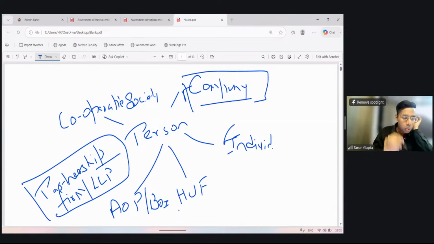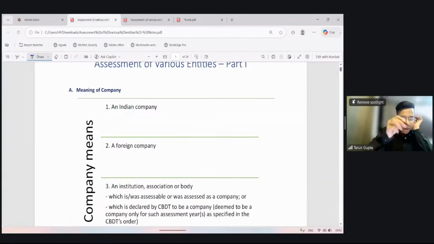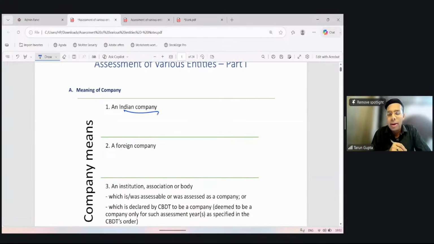Okay. So to start with, what is a company? My Income Tax Act defines a company. Company means an Indian company. Now, what is an Indian company? We'll come to that. An Indian company, a foreign company. Even a body corporate incorporated outside India under the laws of a country outside India is also a company for the purpose of the Income Tax Act.